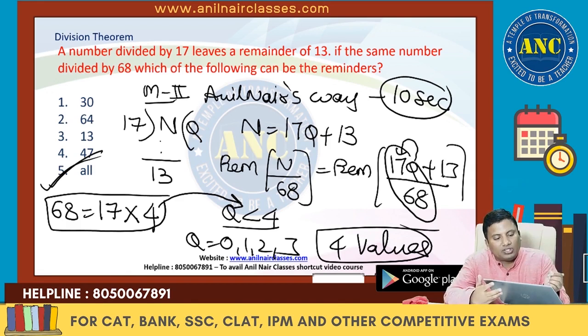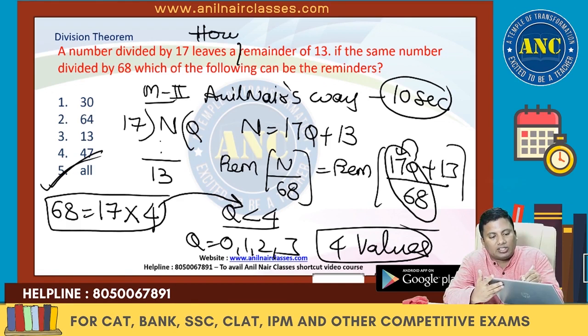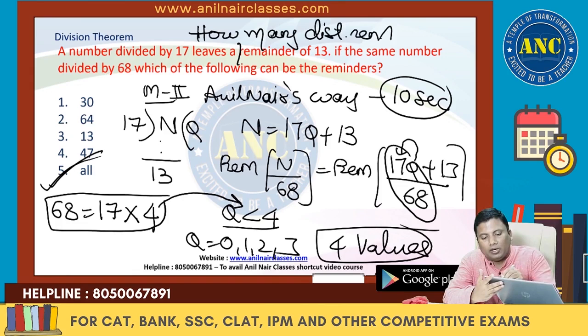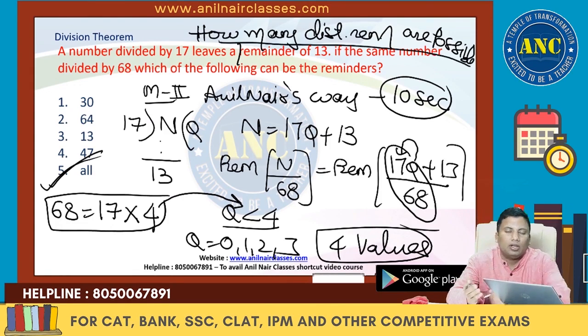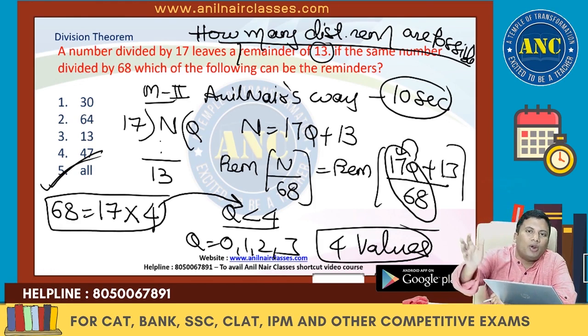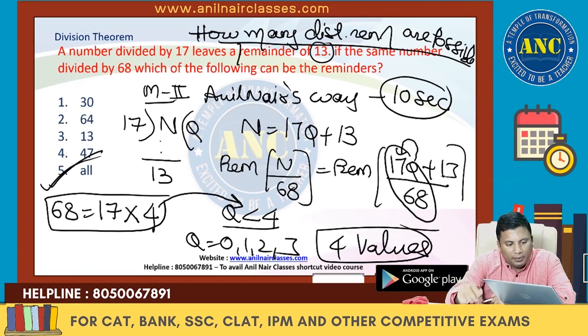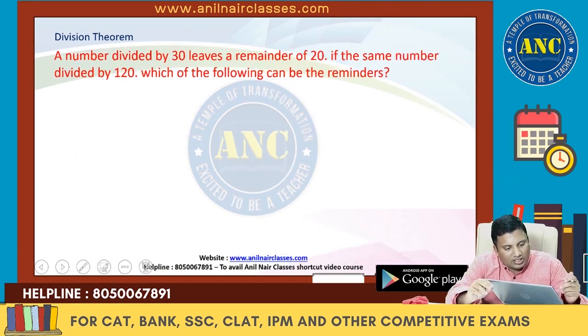The question will be, which of the following can be the remainders, or how many distinct remainders are possible? I hope the idea is clear. Now, generally in our local Indian textbooks, the reverse will be there. This will be 68, this will be 17. So directly they will divide, and this itself will be the answer. R.S. Agarwal, a very narrow-minded way of asking the question. I hope it is clear. Now, all the other questions are a cakewalk.